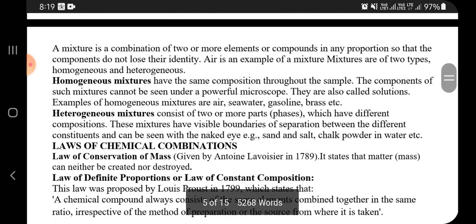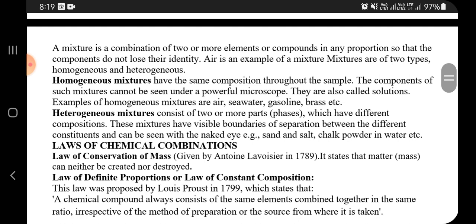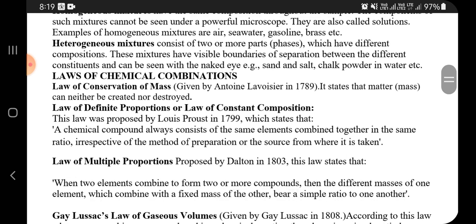Then a mixture is a combination of two or more elements or compounds in any proportion, so that the components do not lose their identity. Homogeneous mixtures have the same composition throughout the sample. The components of such mixtures cannot be seen under a powerful microscope. They are called solutions. Heterogeneous mixtures consist of two or more parts which have different compositions. These mixtures have visible boundaries of separation between the different constituents.